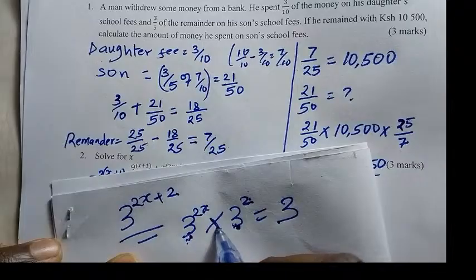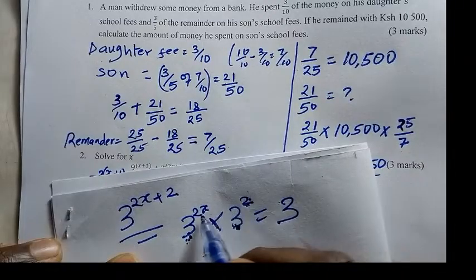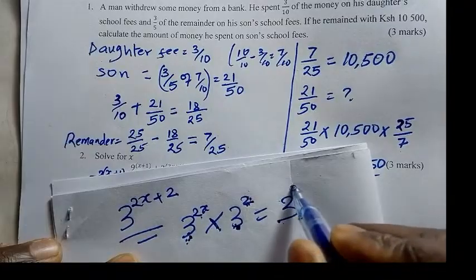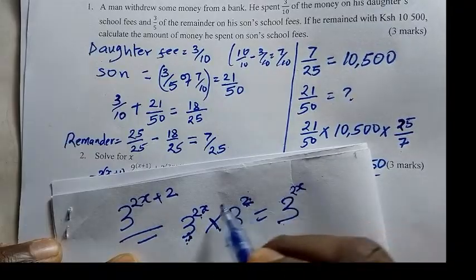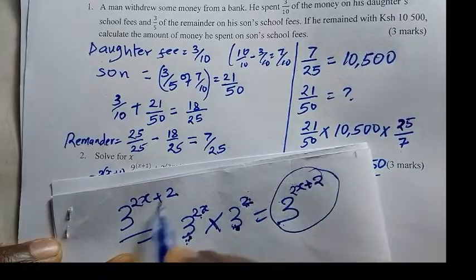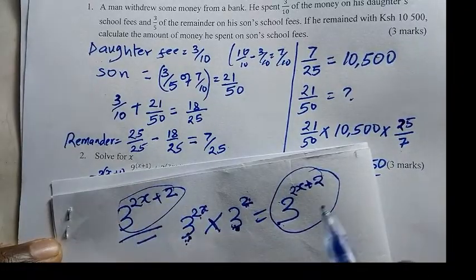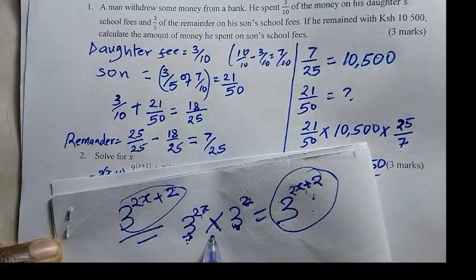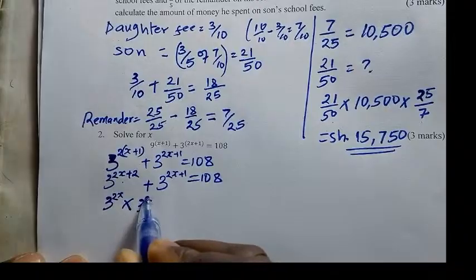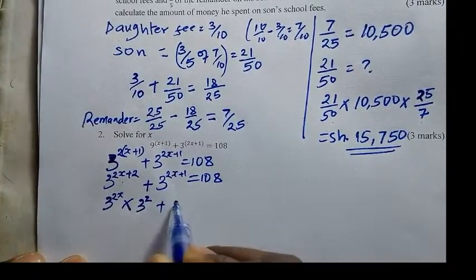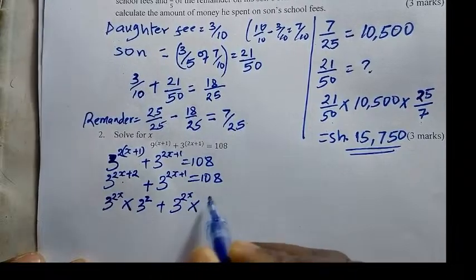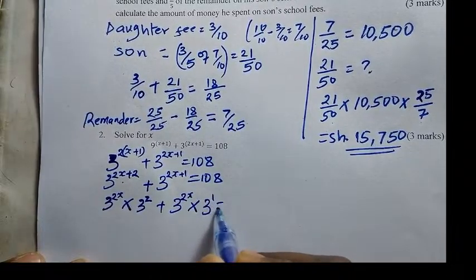Kwa sababu na multiplication, what do we do with the indices? We add. So let us add it. So base moja ni 3, and then it is 2x. Because it is multiplication, we add 2. Kwa hivyo unaona hii inarudi hapa. So inamaanisha ukiwa hapa lazima uje kurudi huku. 3 raised to power 2, and then plus 3 raised to power 2x times 3 raised to 1 equal to 108.